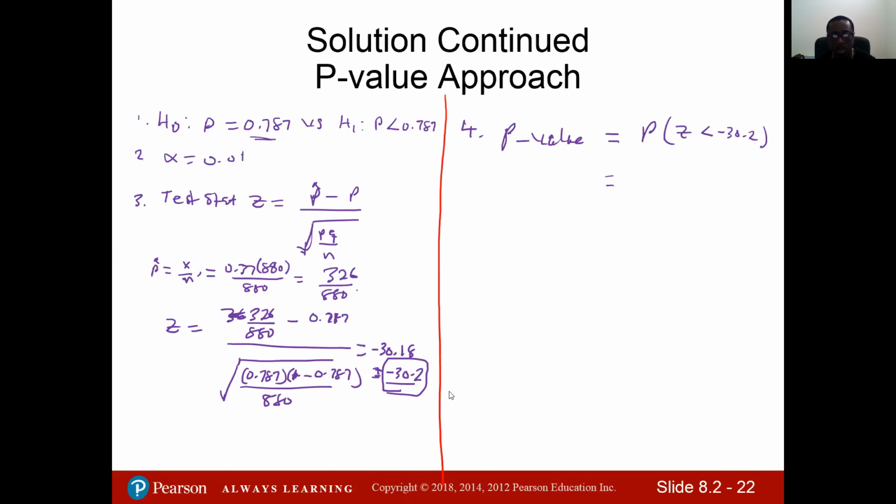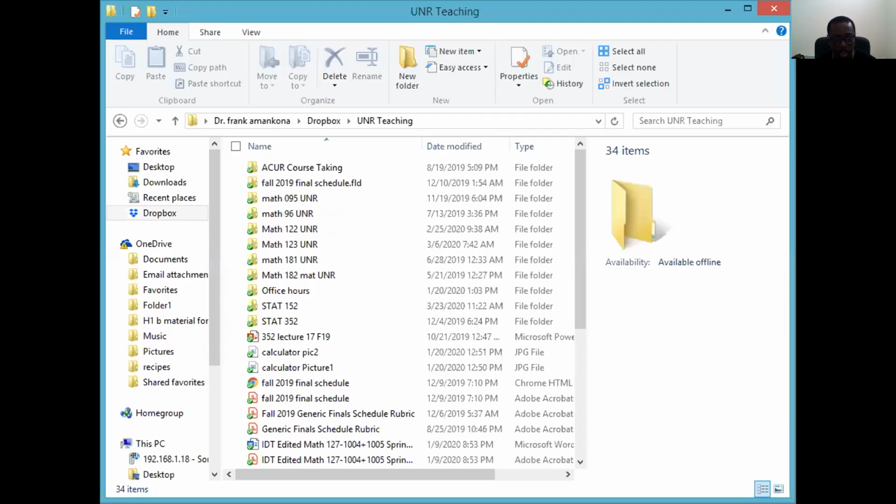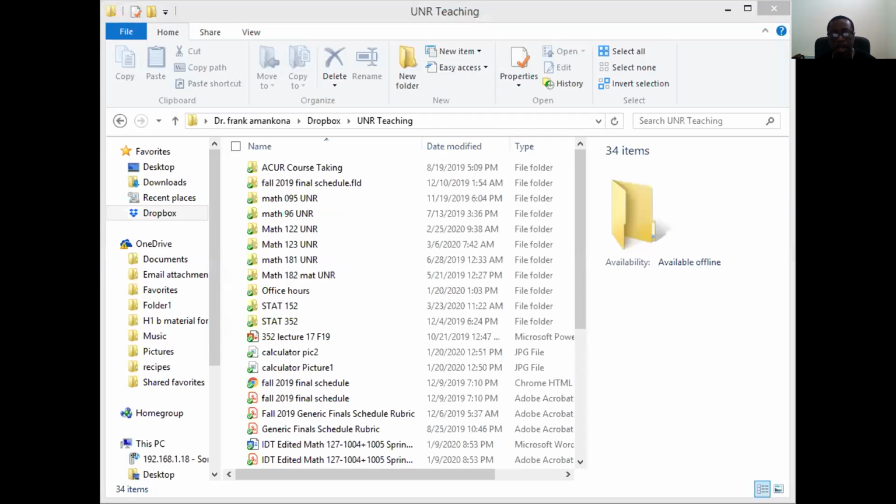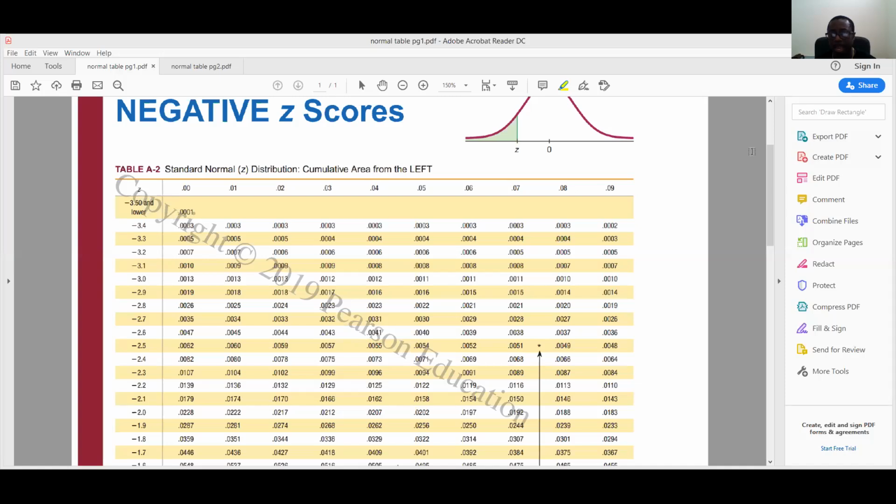Let's go share that, and then I'll be able to show you the other table. Okay, so let's go back and share this time. The negative table is here. All right, now I'm looking for negative 30.